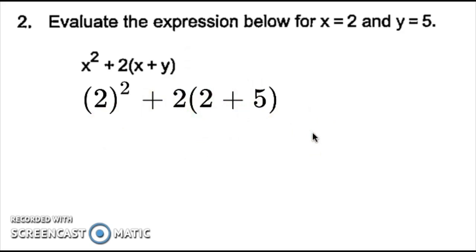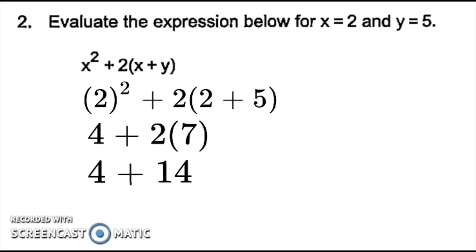Now we've got to use order of operations. Parentheses come first, so we had the 2 plus 5, which is 7. Then exponents come next, so I squared the 2. So I'll have 4 from the 2 squared plus 2 times 7, because 2 plus 5 is 7. Next in order of operations is multiplying. That would be the 2 times 7, which is 14. So then we add 4 plus 14 and we get 18. So your answer for number 2 is going to be 18.